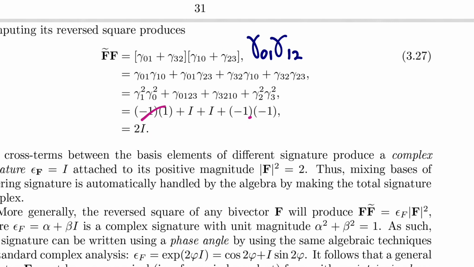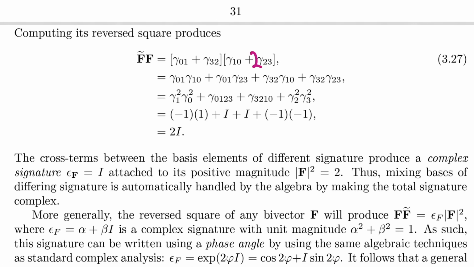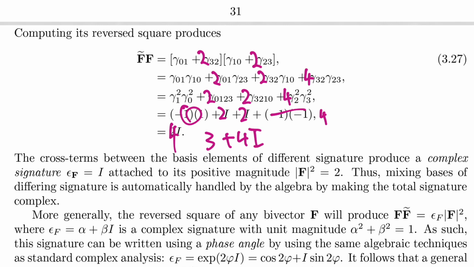But take note that you more likely would have ended up with a mixed result, right? If gamma 2, 3 was, say, 2 times gamma 2, 3, imagine that. Well, then you would have a 2 here, and a 4 here, and there would be a 2 there. So that would be a 4. This would still be a -1, but there'd be 4 there, and you would end up with 3 plus 4i, right? Yeah, I think that's right.